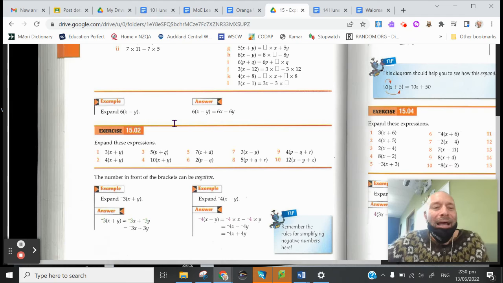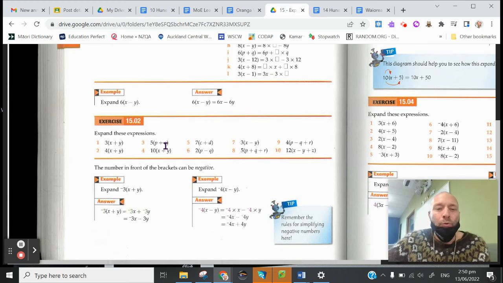Let's have a look at this next one again. 6 times the quantity x minus y. 6 times x, minus 6y, because everything inside the brackets has been multiplied by what's before the brackets. Now you're ready to try 1502.